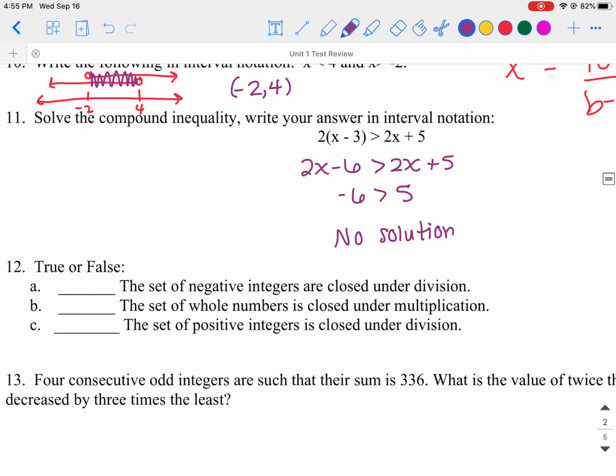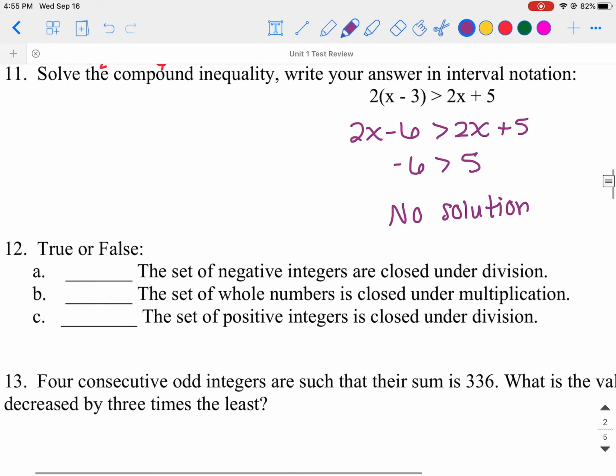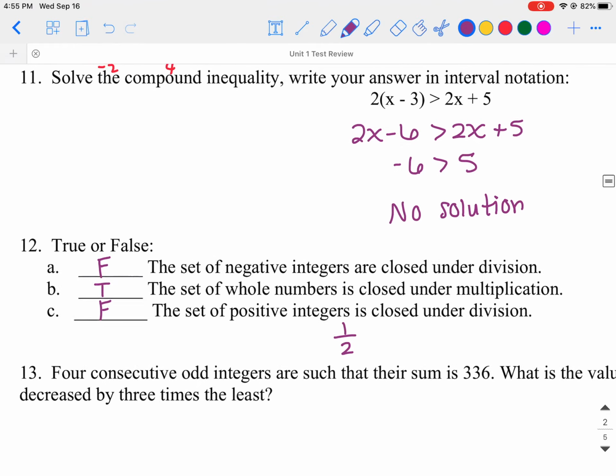We have to do true, false. The set of negative integers are closed under division. That is false. If I divide two negatives, they become a positive. The set of whole numbers is closed under multiplication. That's true. Anytime you multiply two whole numbers, it's still a whole number. The set of positive integers is closed under division. That is false, because I could do 1 divided by 2, and that is no longer a positive integer.